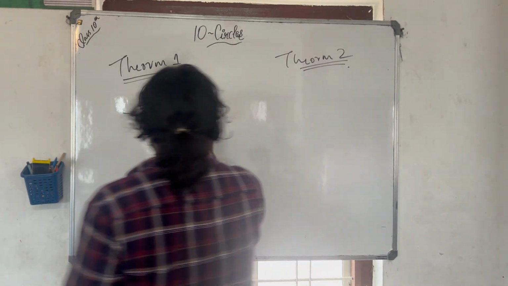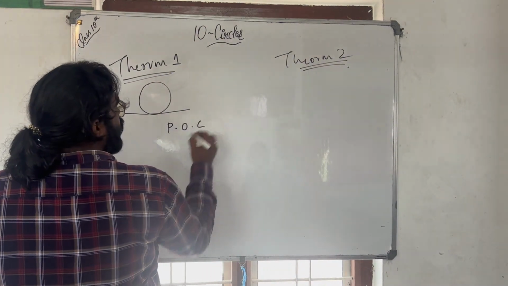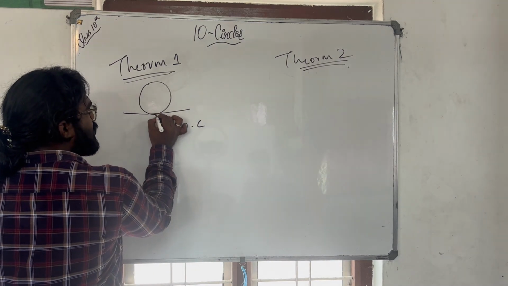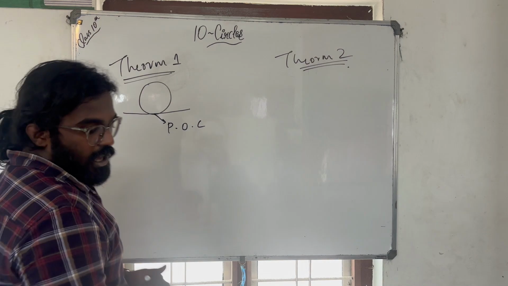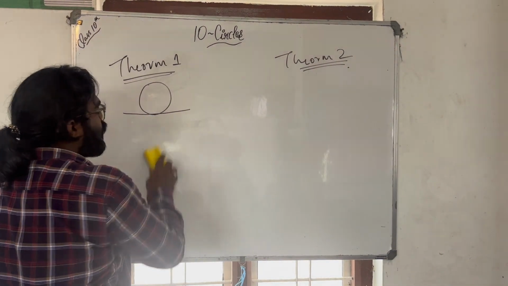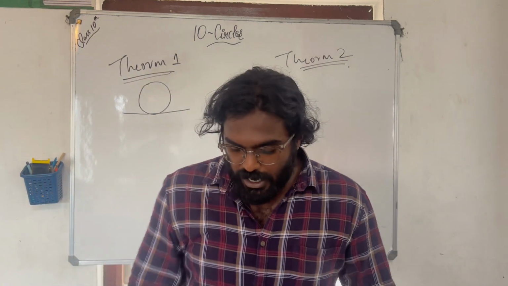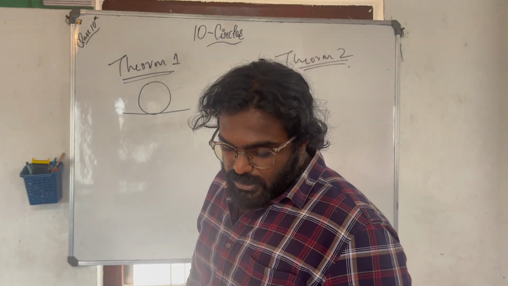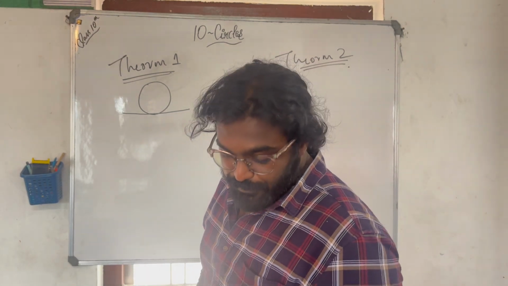Point of contact. What do you mean by point of contact? The point where the tangent and the circle meet is called the point of contact. So I repeat the theorem again. The tangent to a circle is perpendicular to the radius through the point of contact.